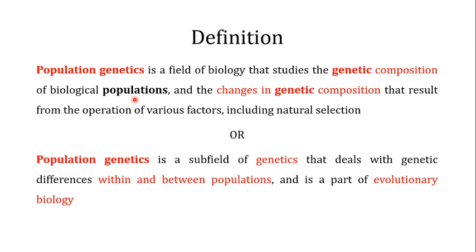Usually when we talk about genetics, we talk about individuals, but in population genetics you are actually studying the genetic composition of biological populations and the changes in genetic composition that result from the operation of various factors, including natural selection. So the difference between population genetics and general genetics is that generally we focus on individuals, but in population genetics we focus on biological populations.